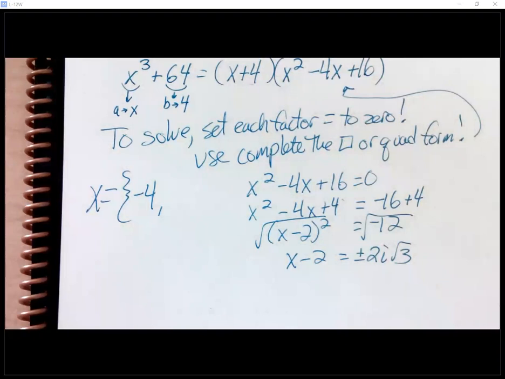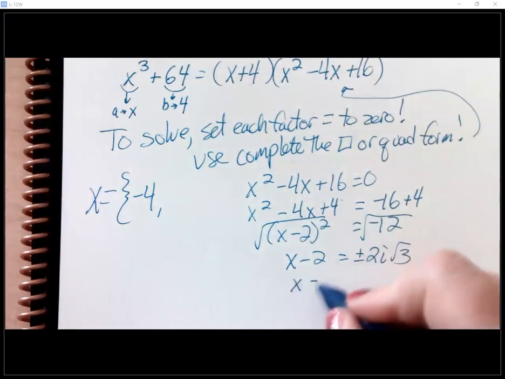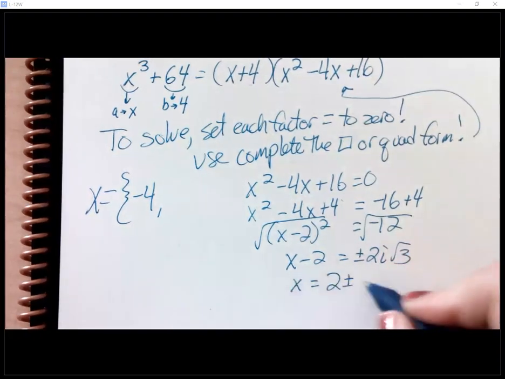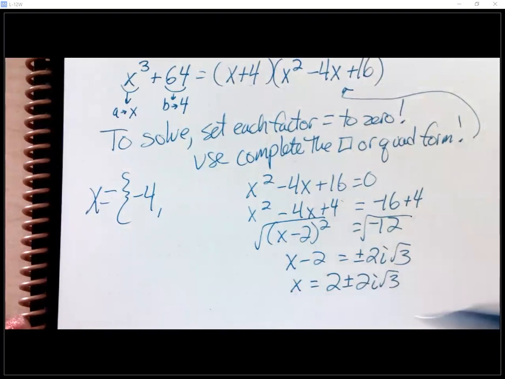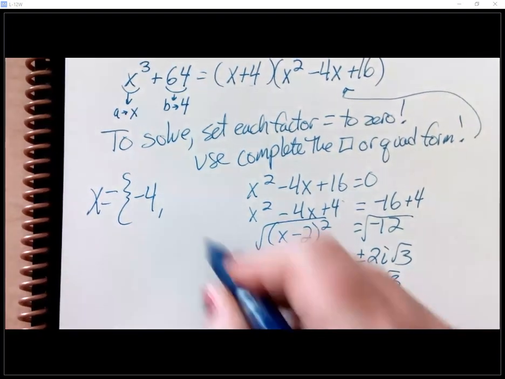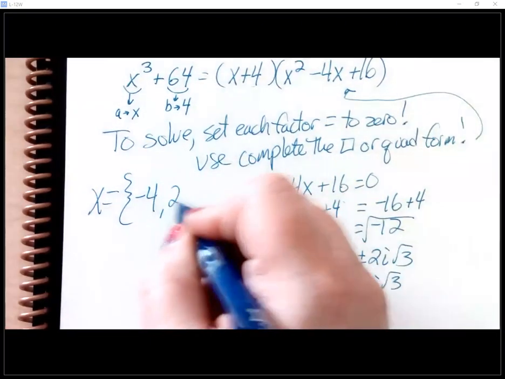And then I just got to add that 2 back to the other side. So 2 plus minus 2i root 3. Right? I didn't mess that up, did I? Double check me. No, I don't think so. So there are my two other answers: 2 plus minus 2i root 3.